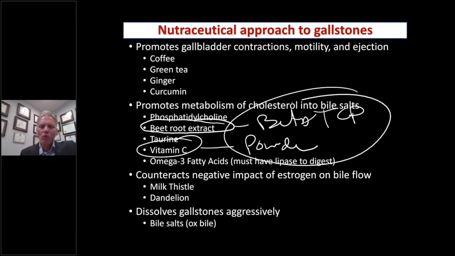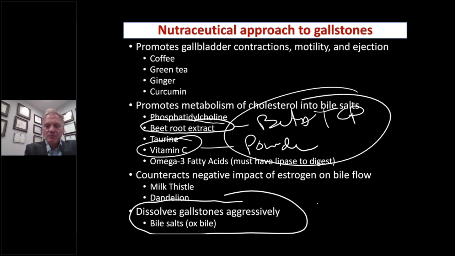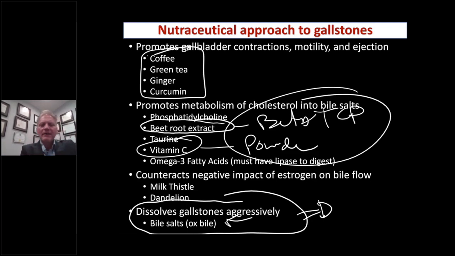Something that will break up the gallstones more aggressively is bile salts, but I don't use those in the beginning. The reason why is because sometimes people can have side effects from those that are not desirable. You don't want people staying on bile salts forever because there are links between bile salts and cancer and so forth in long-term use. Of course, these are things that promote gallbladder contraction. Here are some things you can look through when you see that.